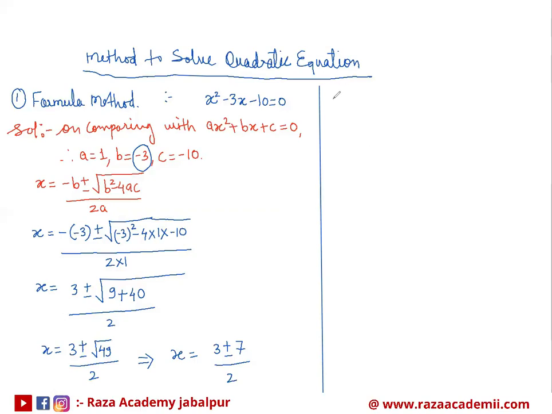We will write over here, when using the positive sign, the value of x comes out, x equals to 3 plus 7 upon 2. That is 10 upon 2. 2 1s are 2, 2 5s are 10. So the value of x comes out to be 5.